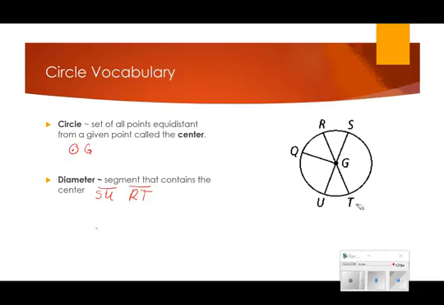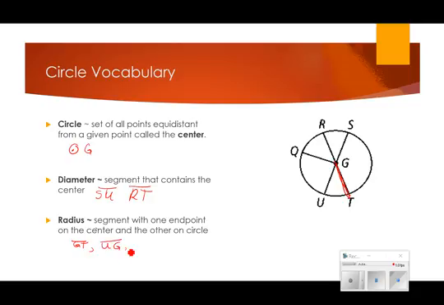We also have a radius, or radii, meaning more than one, and that is a segment with one endpoint on the center and the other on the circle. So this would be a radius. So we've got GT, and it doesn't matter which one comes first when we're naming. It could be UG, GQ, GR, and GS are all radii, and we spell that like that, and that's the plural.